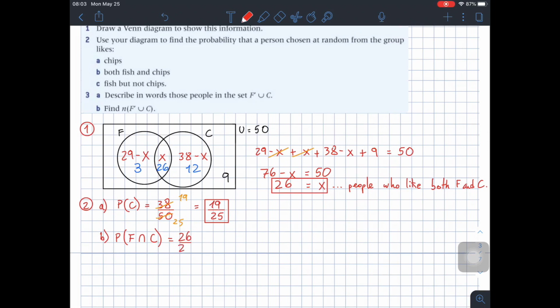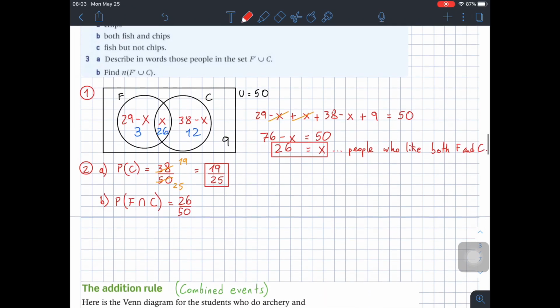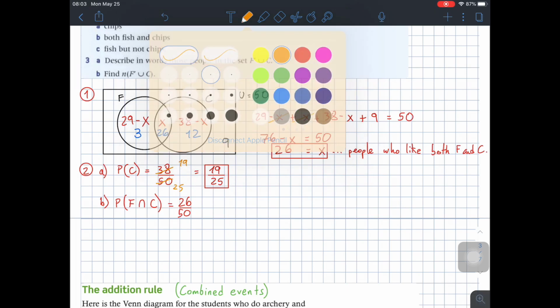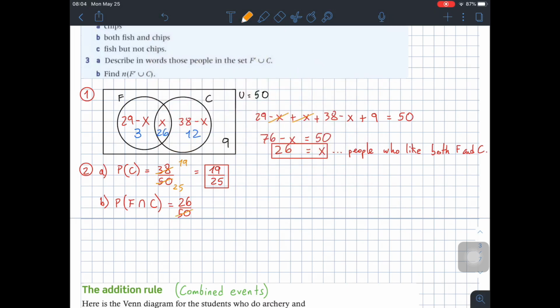That's a little bit above 50%. If we simplify this, 26 divided by 2 is 13, and 50 divided by 2 is 25. And I cannot simplify this anymore. So this is 13 over 25.